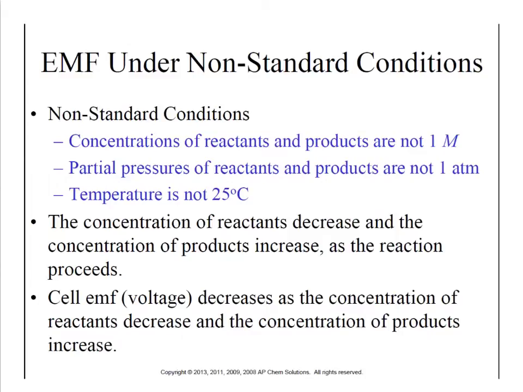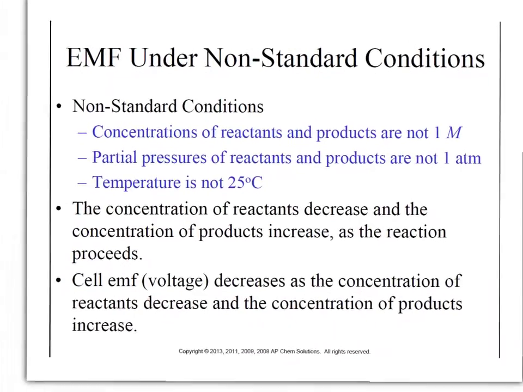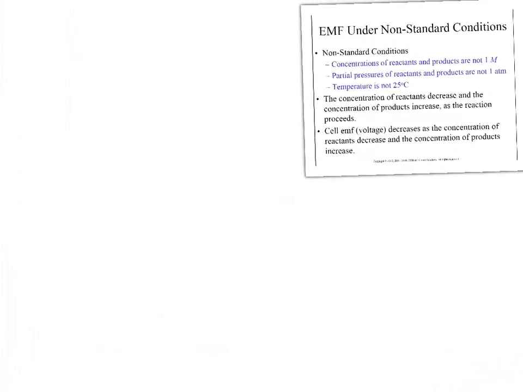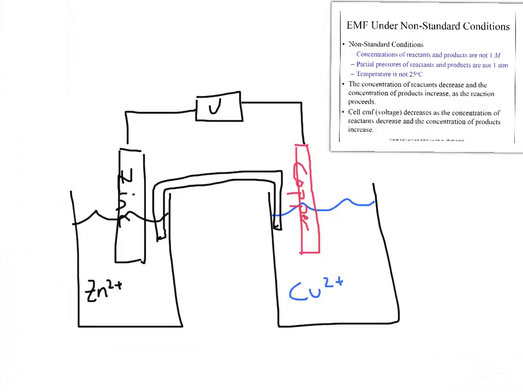Now, you've probably been asking your computer screen over the past couple of days, well, what about voltage under non-standard conditions? So what happens if you're not at 1 molar or 1 atmosphere or 25 degrees Celsius? And you're absolutely right, that is a big concern, because here's what happens with a voltaic cell. So here's our popular zinc-copper voltaic cell again.